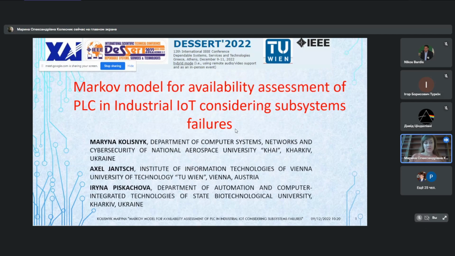Our presentation is about a Markov model for availability assessment of PLC in Industrial IoT, considering subsystem failures. The presenter is Marina Kolesnik from the Department of Computer Systems, Networks and Cybersecurity of National Aerospace University, Kharkiv, Ukraine. Axel Jansch, Institute of Information Technologies of Vienna University of Technology, TU Wien. And Irina Peskachova from State Biotechnological University, Kharkiv, Ukraine.